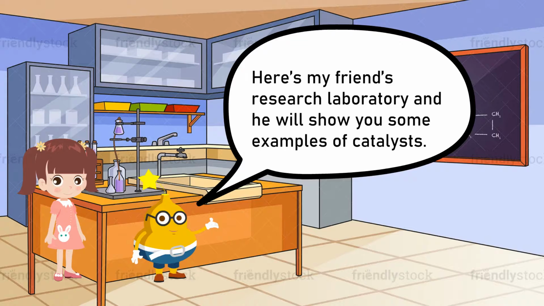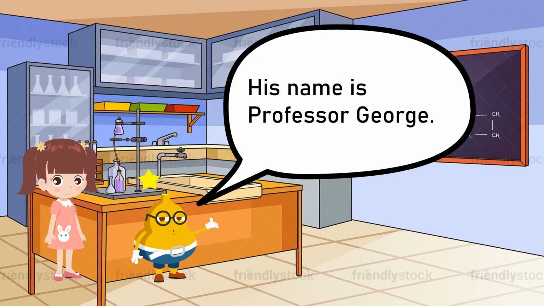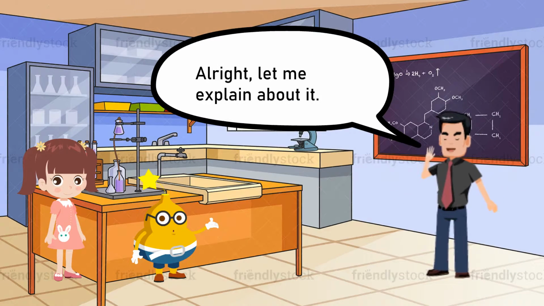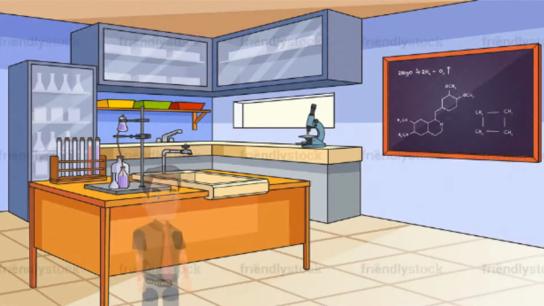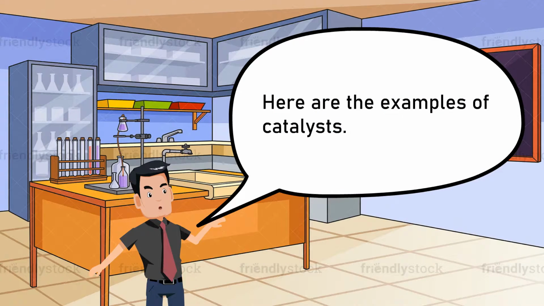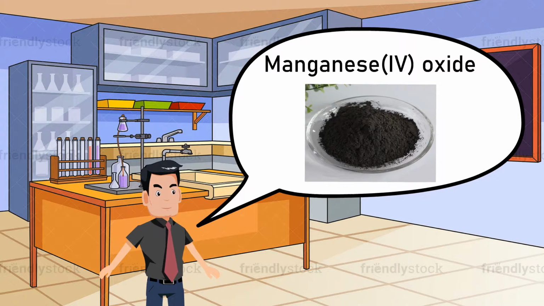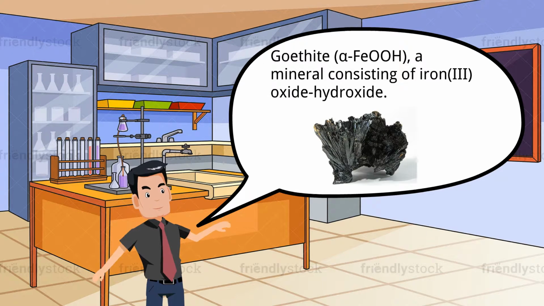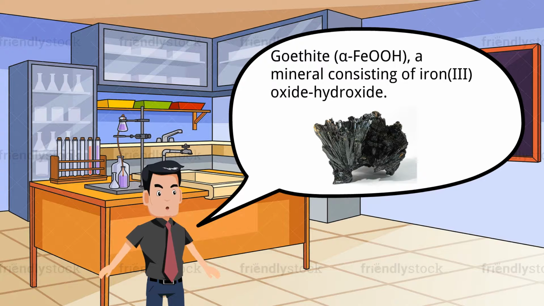Here's my friend's research laboratory, and he will show you some examples of catalysts. His name is Professor George. Alright, let me explain about it. Here are the examples of catalysts. Manganese(IV) oxide. Potassium dichromate(VI). Goethite, a mineral consisting of iron(III) oxide hydroxide.